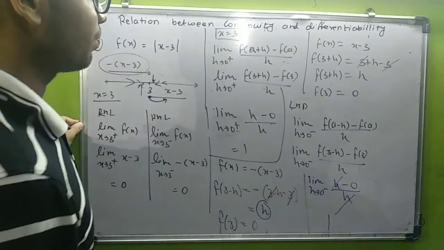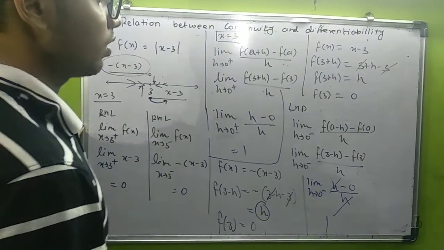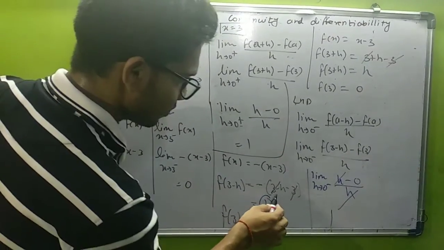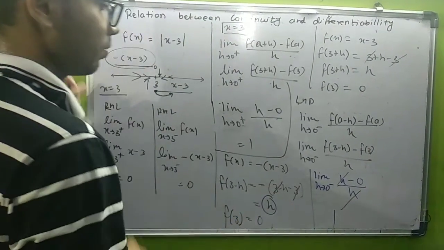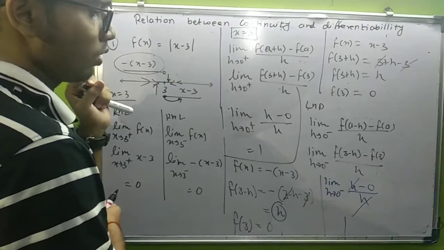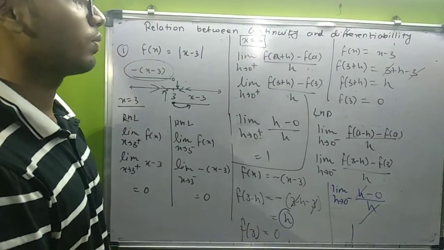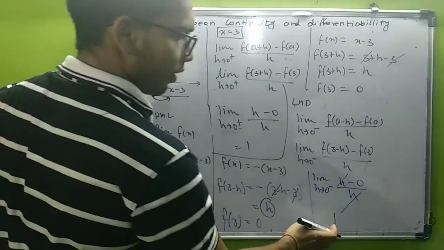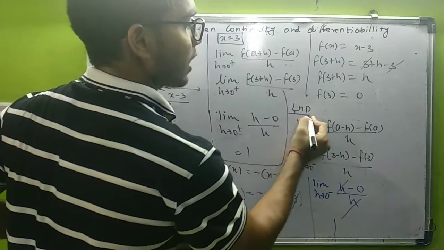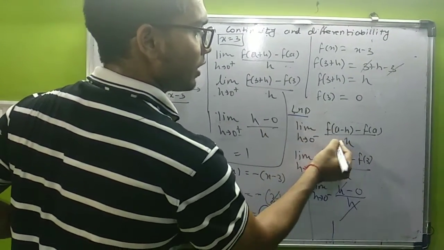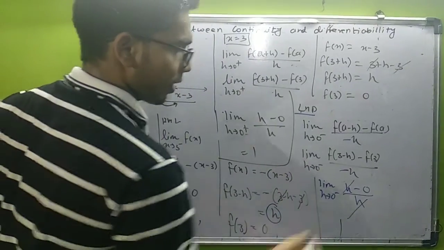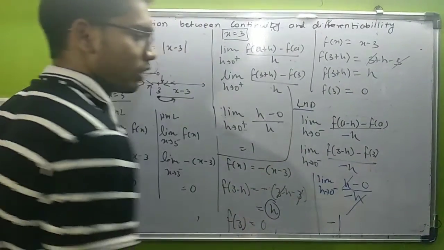Now we can see, in this case 3 minus h, minus is going to be over there, so this will get cancelled out, this is going to give us plus. Okay, so this is coming 1. This is left hand derivative, and in the left hand derivative there is a minus below, so this is going to be minus, this is going to be minus, and so this will come minus.